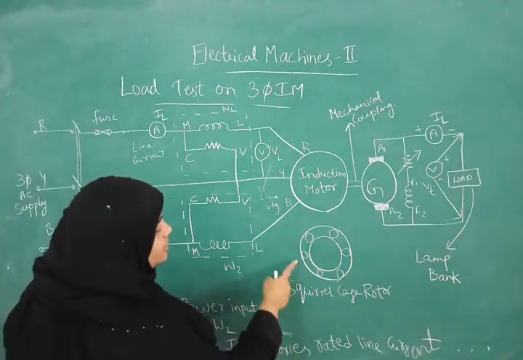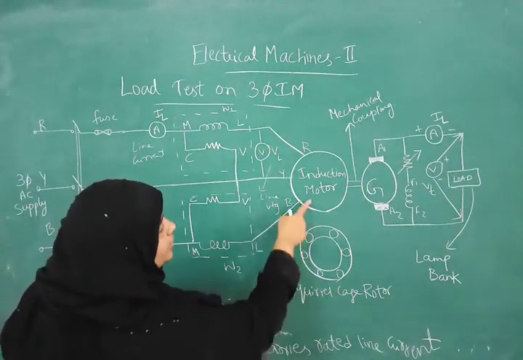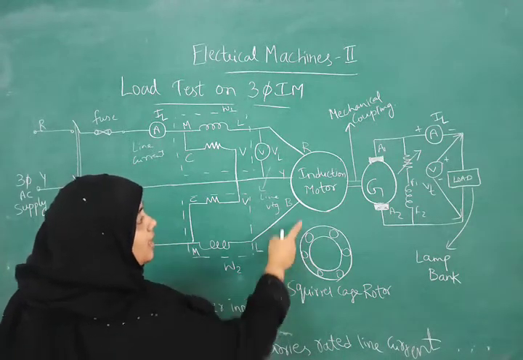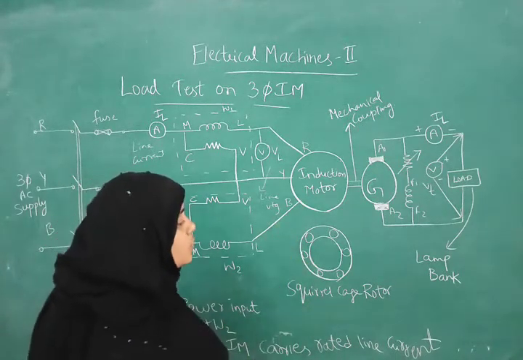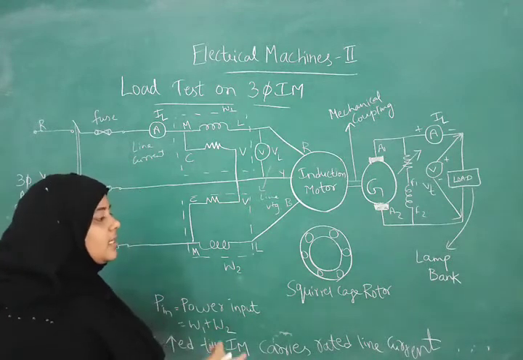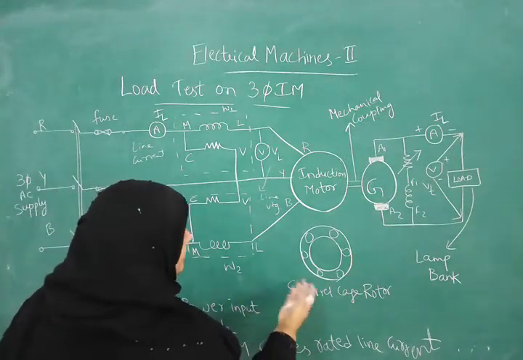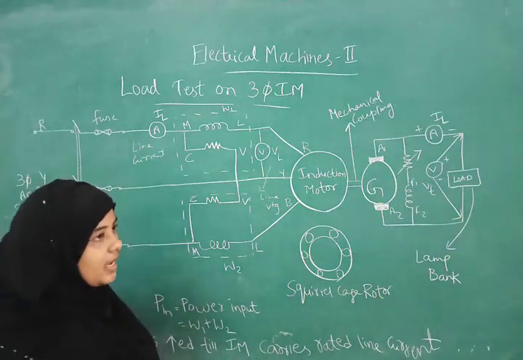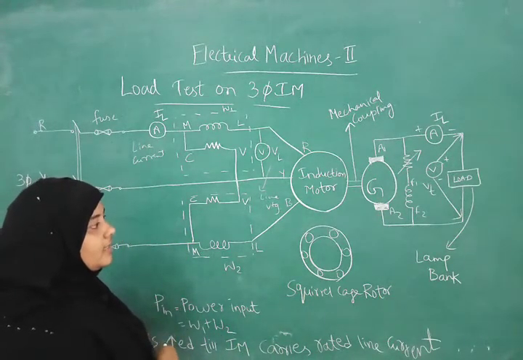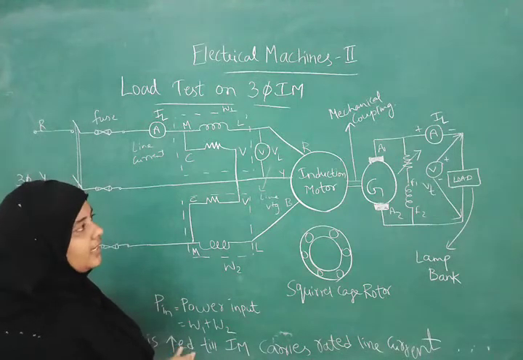Now here I have drawn a squirrel cage rotor diagram below this induction motor. This means our induction motor is of squirrel cage type. We can use a slip ring induction motor also. We can use either slip ring or squirrel cage induction motor, and in the stator we can use a star or delta connected stator.